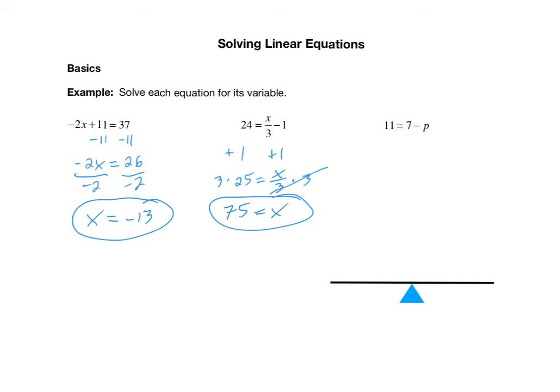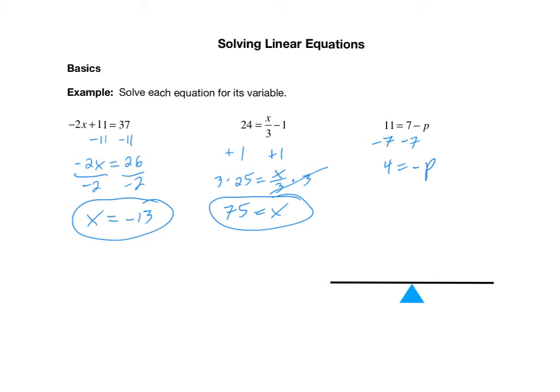How would you get rid of 7, for example? You would subtract 7. So we're going to subtract 7 from both sides. 11 minus 7 gives me 4 on the left, but now I've got to be careful. On the right-hand side, 7 minus 7 would give you 0, but then 0 minus p would not be p, it would be the opposite of p. So we have 4 equals the opposite of p, not 4 equals p.